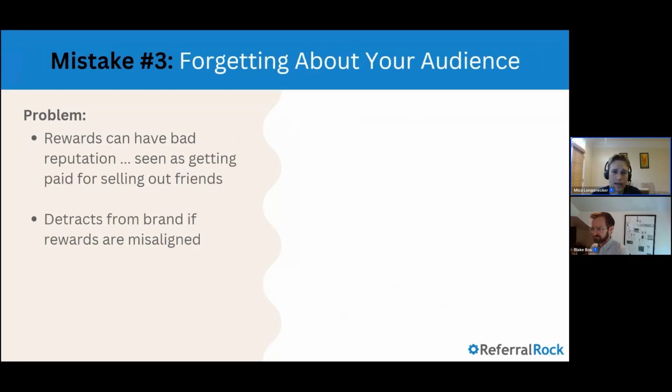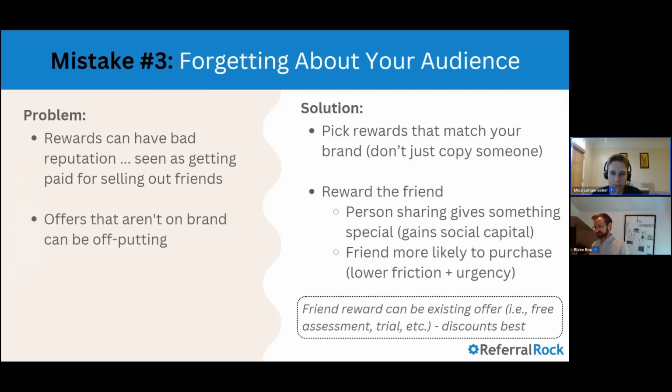Mistake number 3, then, is forgetting about your audience. For some businesses, the idea of offering rewards might have a bad reputation. Maybe they feel like rewards will detract from the brand and the brand values. Or maybe the person in charge of the program doesn't actually want to participate in referral programs, and so they assume their customers won't. So anytime you think about referral programs and rewards, you want to consider your audience, you want to consider your brand, and you want to pick rewards that match those.